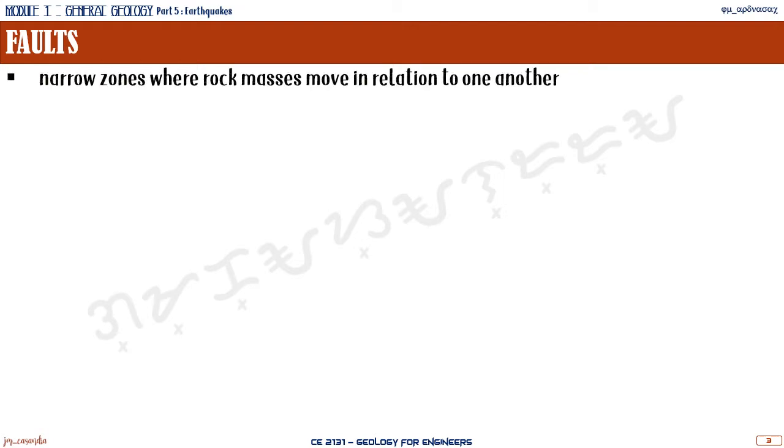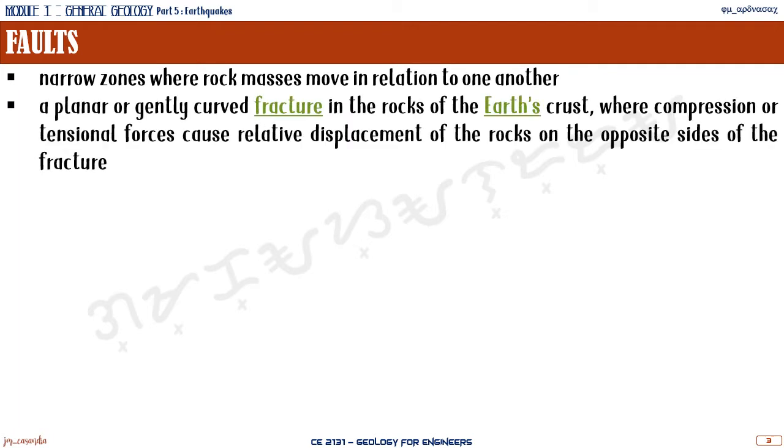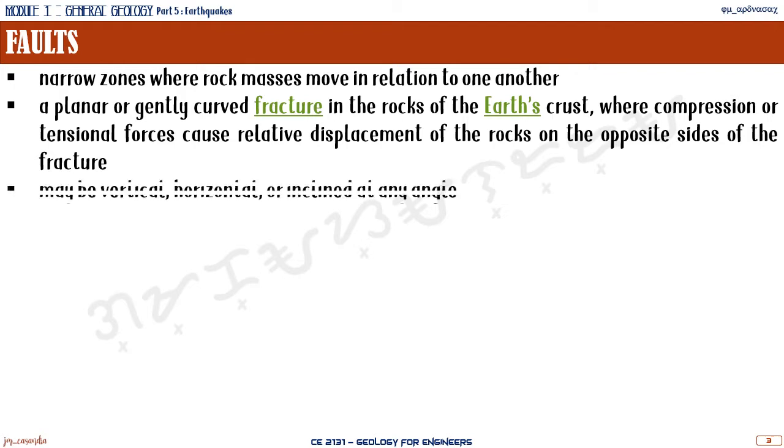So since earthquakes happen along faults, we now define faults simply as the narrow zones wherein rock masses would be moving in relation to one another. So their movement could be lateral or perpendicular to each other. So a fault may either be a planar or a gently curved fracture in the Earth's crust. And in here, compression or tensional force will be causing displacement of the rocks or of the plate on the opposite side of the fracture.